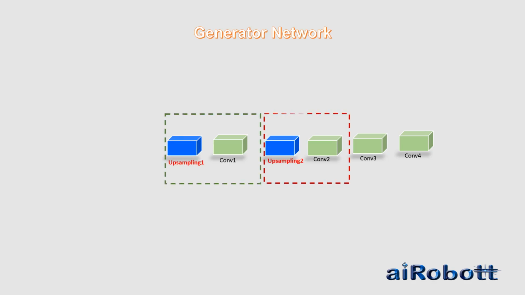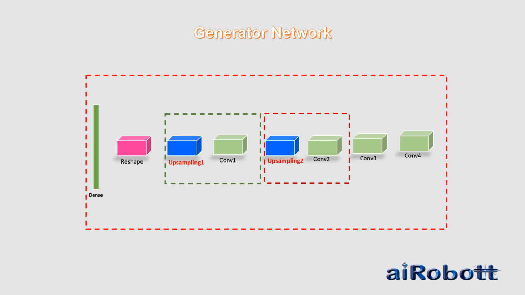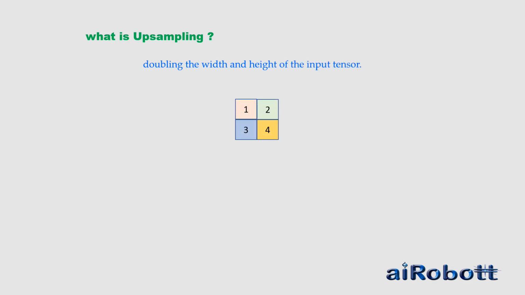And now let's see the architecture of the generator network. It consists of 4 convolutional layers with different filters, 2 upsampling layers, 1 reshape layer and 1 dense layer. I have already explained all these layers in the previous tutorials except the upsampling layer. Let's see what upsampling is. This upsampling layer is used for doubling the width and height of the input tensor.